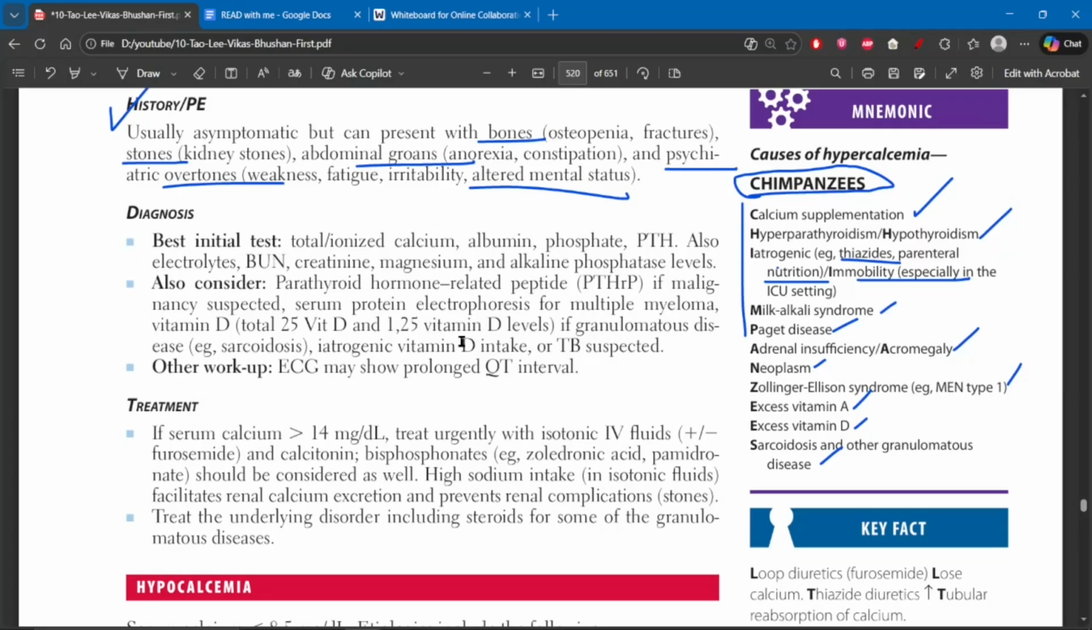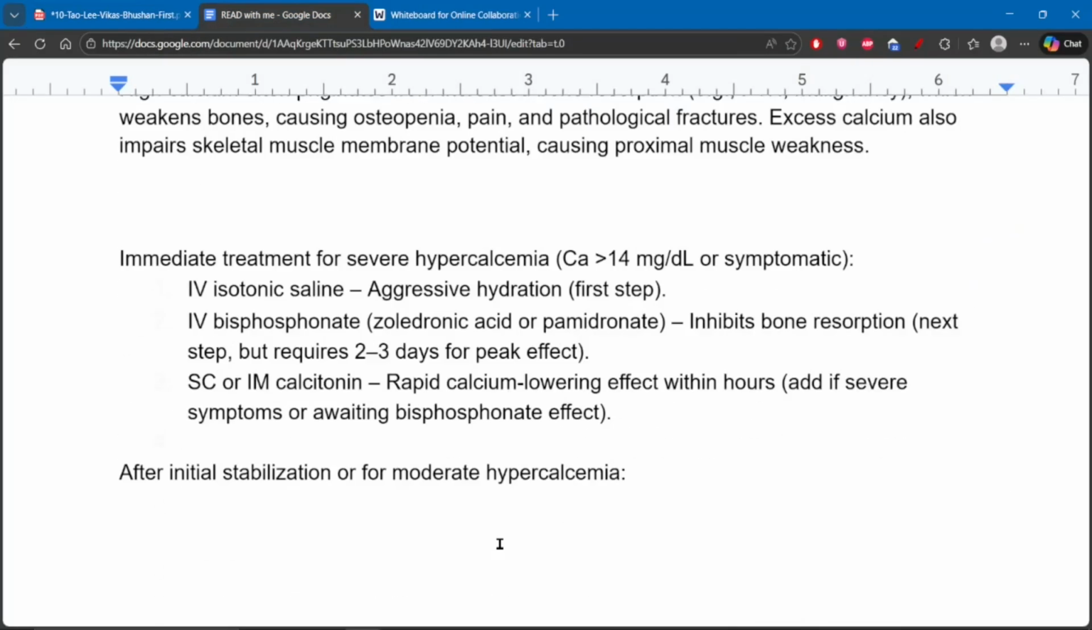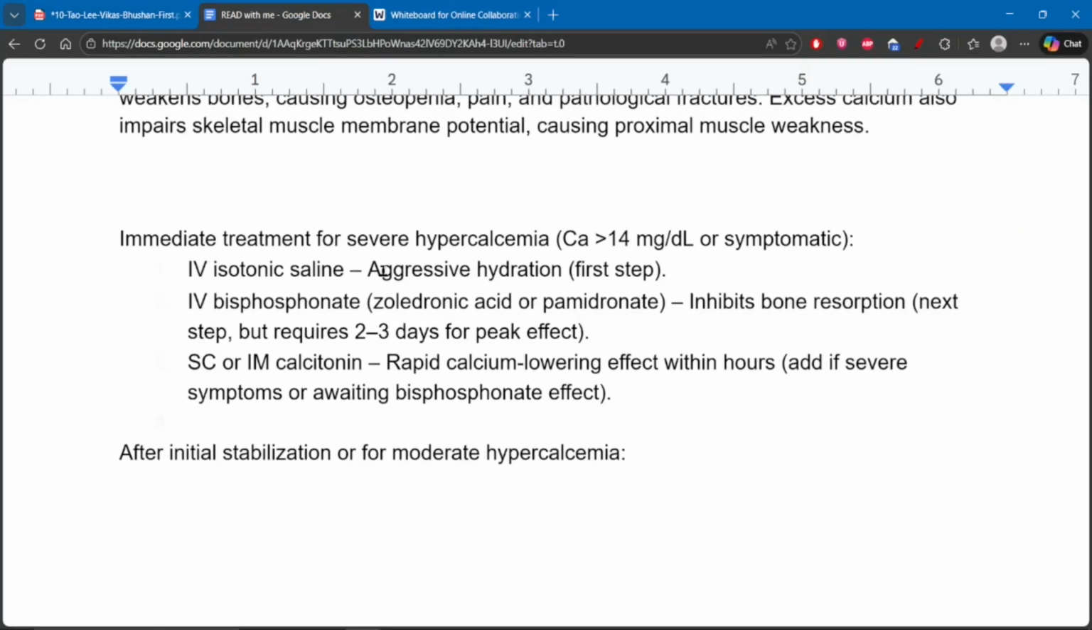The treatment is better written over here. The immediate treatment for severe hypercalcemia, which is calcium above 14, or any patient that is symptomatic, regardless of the level of the calcium, is IV isotonic saline, which is the first step, and this is the most asked in the paper as well. The first step is always IV isotonic saline.